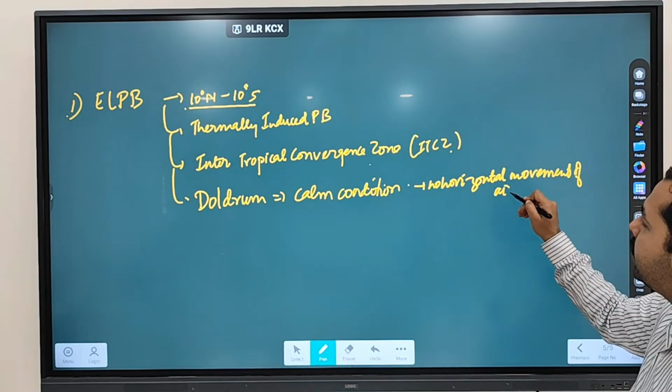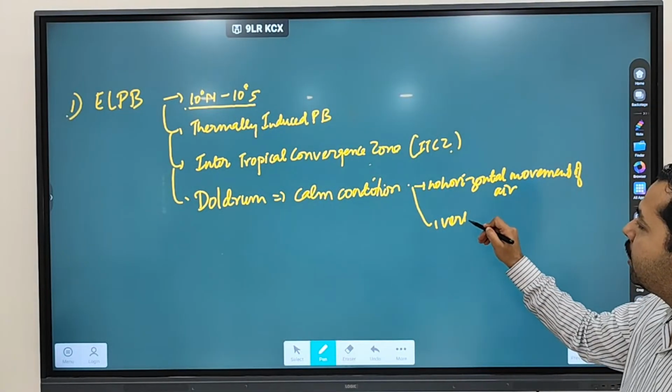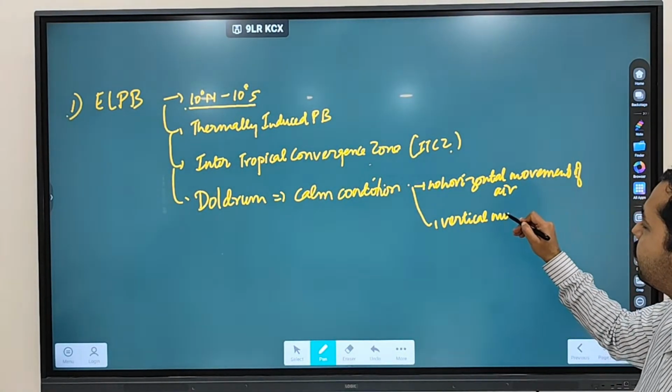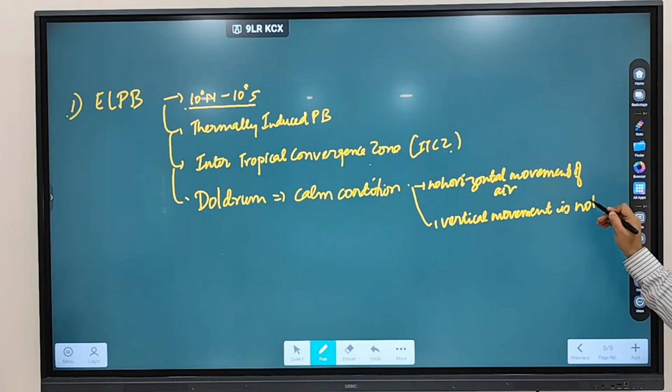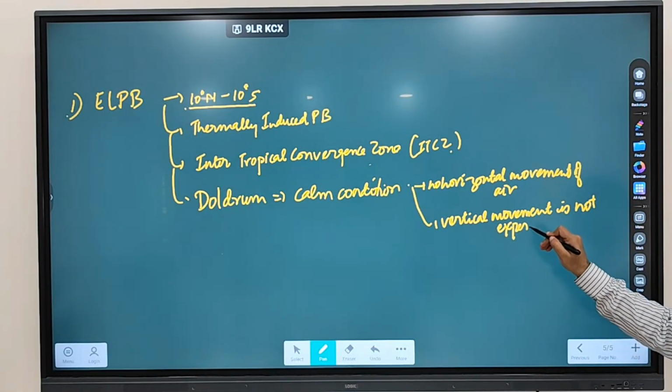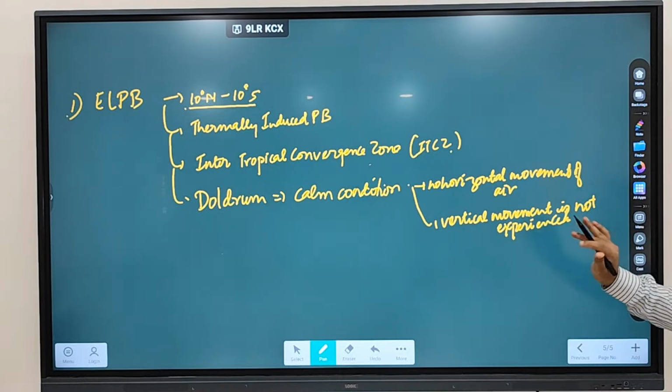And vertical movement is what? Vertical movement is not experienced. That's why this region is referred to as what? This region is referred to as a doldrum. Fine. So these are important points you have to keep in mind.